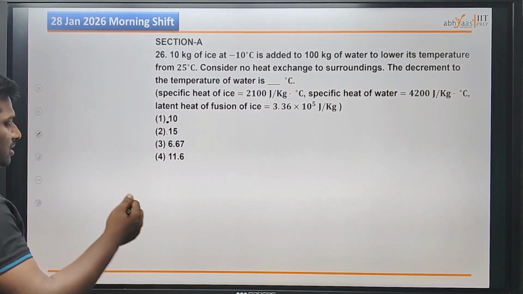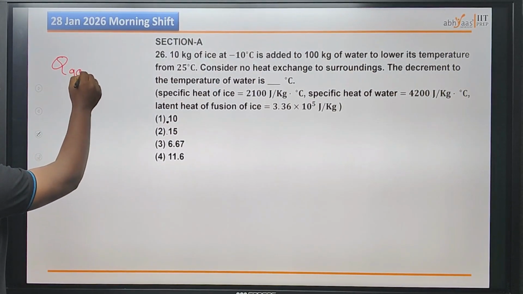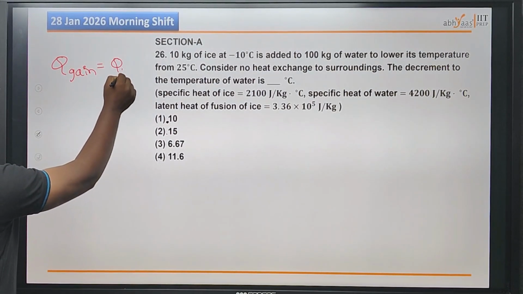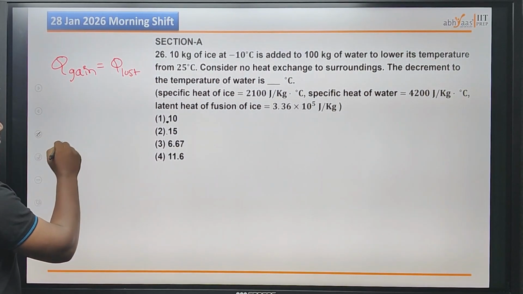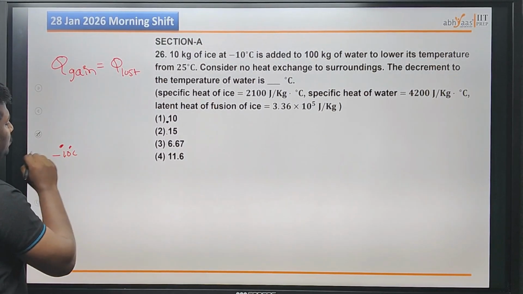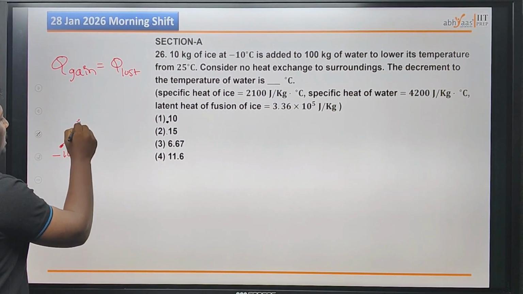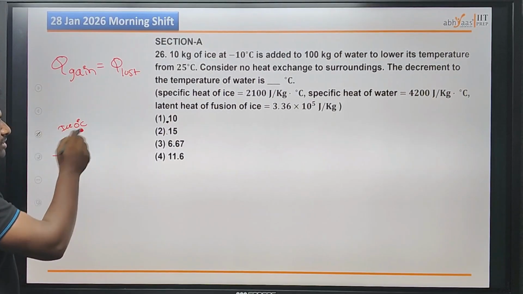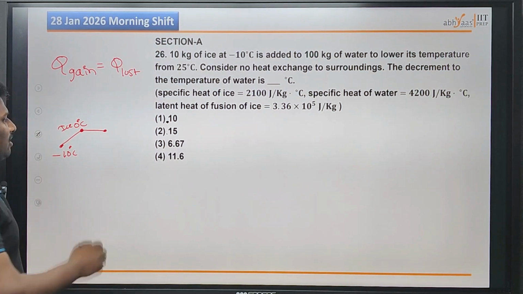So we know that in this case, heat gain equals heat lost. This is our basic formula. What is our Q gain? In the first process, the ice goes from minus 10 degree centigrade and will reach ice at 0 degree centigrade. Remember this one. From this one, you will increase the temperature of water.